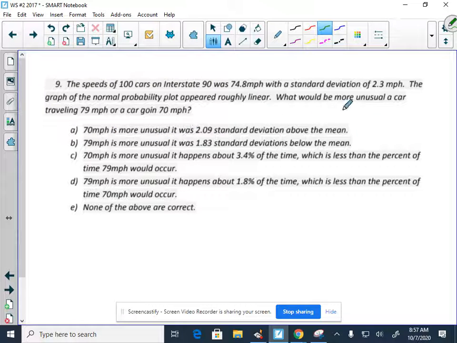All right. Here we've got speeds. We've got a mean, this is supposed to be the mean. That's a typo. So those of you doing that one, it's supposed to be the mean there. Okay, so there's a typo. I've got to fix the worksheet. Standard deviation 2.3.